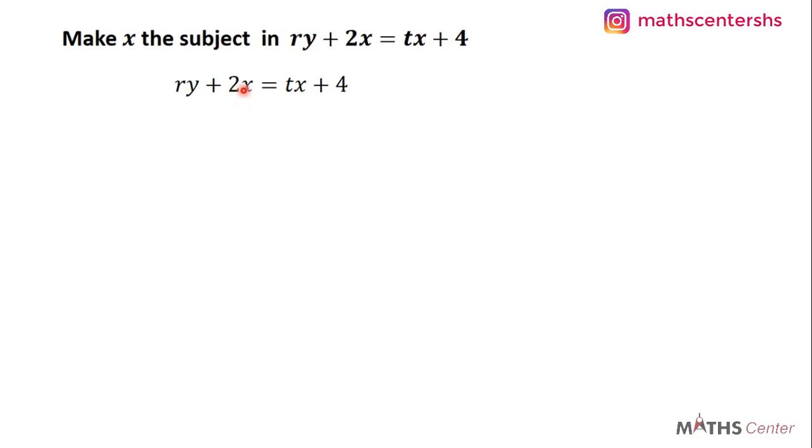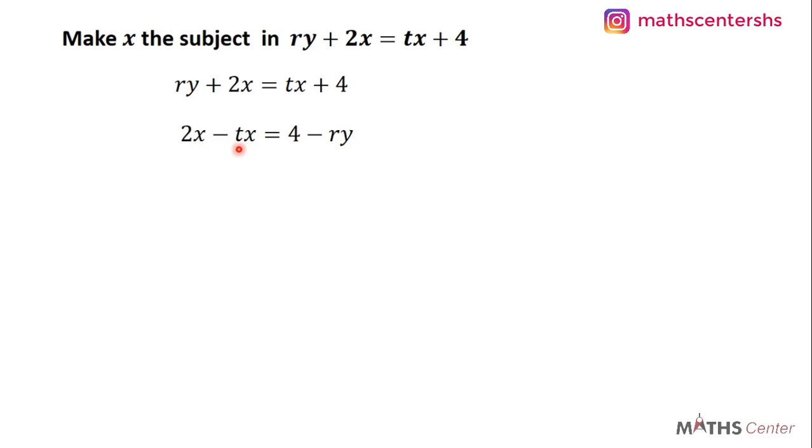I will keep 2x here since it's already on the left hand side. Then I'll bring tx over. And I'll send ry from the left hand side to the right hand side. So this is what's going to happen. I'll keep 2x here. It's positive. Tx is positive. When it crosses to this side, it becomes negative.